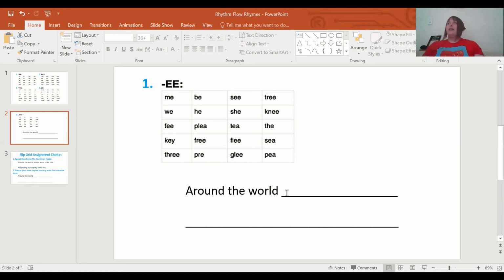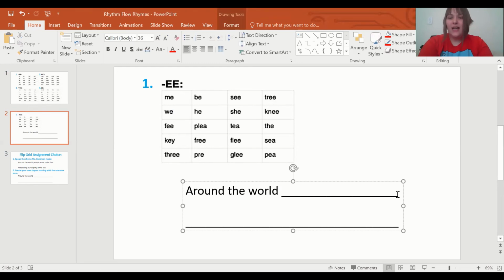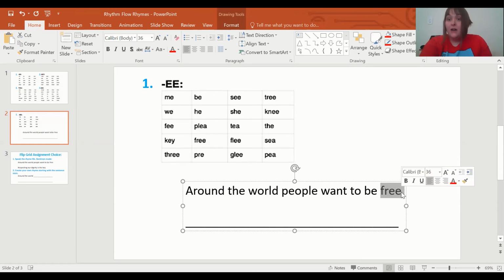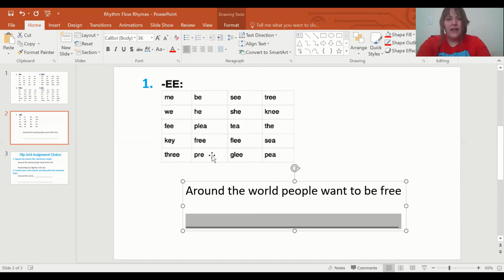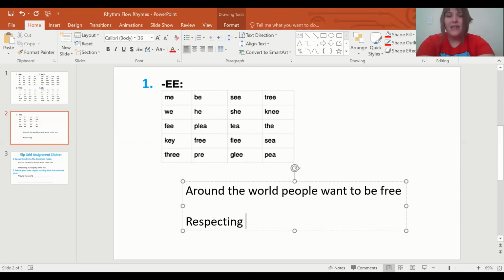So think about what is around the world. What do you think when you think around the world? I'm going to type my poetry right here as a model for what you're going to do for your homework. So I'm writing, around the world, people want to be free. Now I used the word free as my ending word, but now I've got to make a second line that rhymes with free. My rhyming word with free is going to be key. Respecting people's dignity is the key.